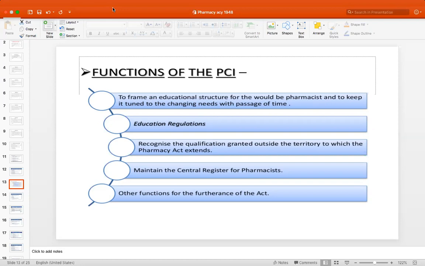Other functions for the furtherance of the act. Why other functions? Because there are several functions for PCI. If we have to study in depth, it may take several classes. That is why I kept in short the main functions of the PCI.